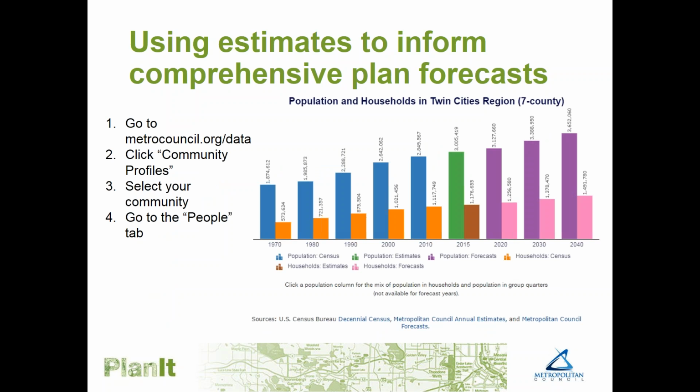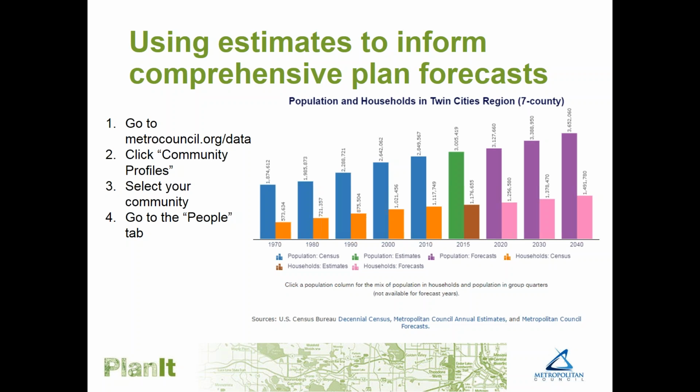And finally, you may be wondering, how do I get the 2010 census and the estimates and the forecasts in the same place? Well, we have that in our community profiles, which is a handy tool that we like to publicize every chance we get. So if you go to that site at metrocouncil.org/data, click on Community Profiles, select your community from the resulting map or list, and then go to the People tab, you'll find this chart, or a chart that looks like this.